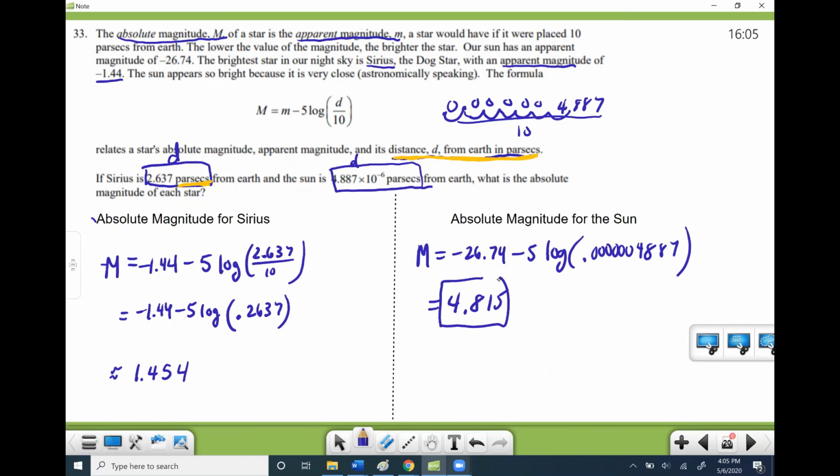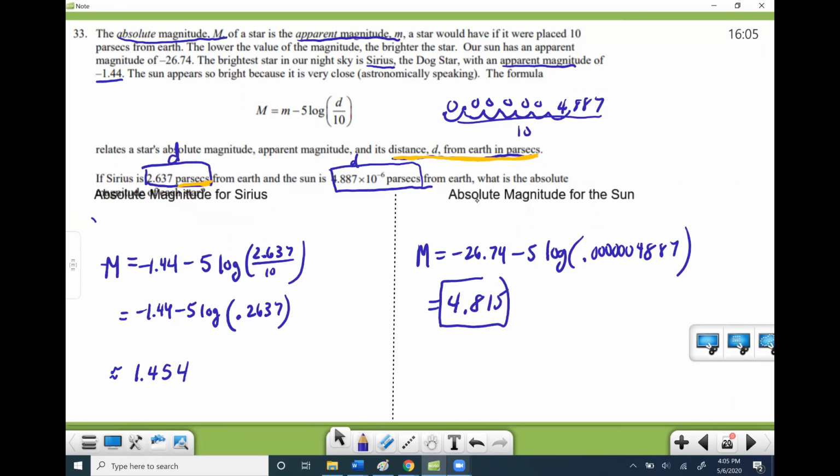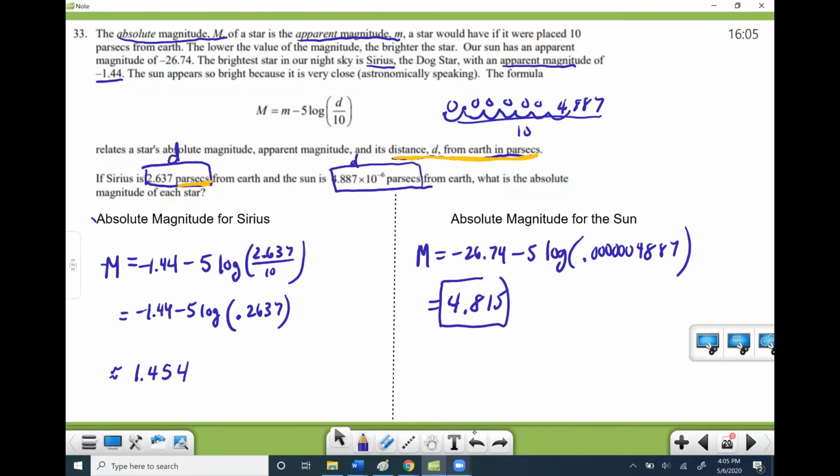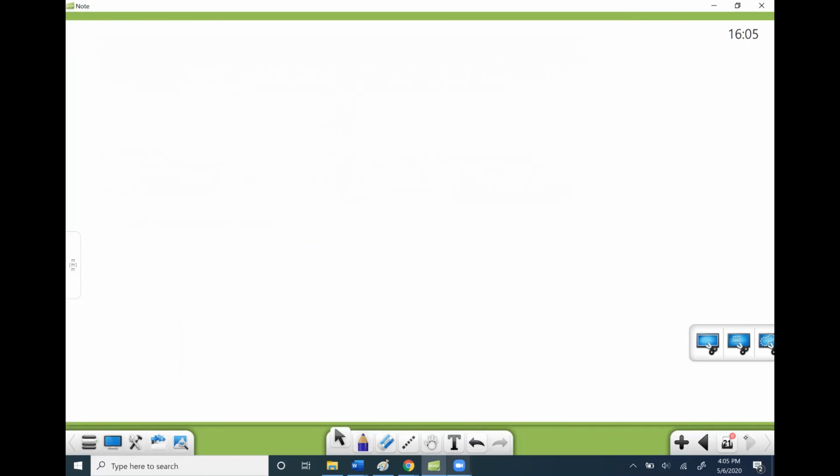Just for clarity, because I did skip steps, let me move this stuff out of the way. Oh no, I don't think this is going to happen. I'm just going to leave it, too much work there. All righty, that finishes number 3.